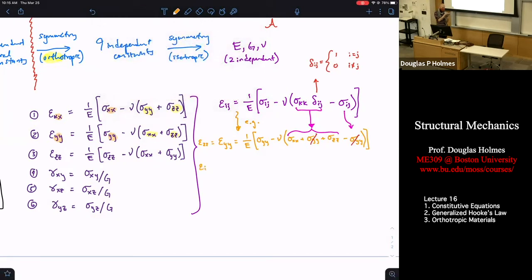1, 2, which is going to be epsilon xy, which is going to be 1 over E times sigma xy minus nu times what? Well, Kronecker's delta tells us that this whole term, sigma kk times delta ij, if i and j are not equal, this is zero. So this whole term goes away. And so we're left with minus sigma xy.